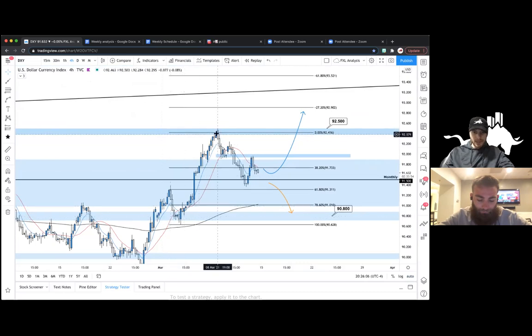Nice rally. Yes, this is pulling back. This is just a correction. Again, as long as we're above support, we're good. We do have a minor level of resistance right here.